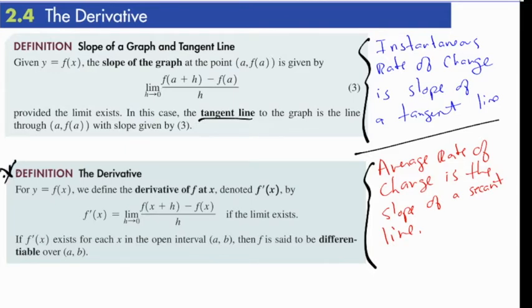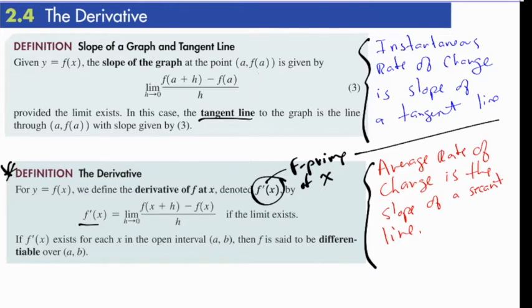The second definition on this page says for y equals f of x, we define the derivative of f at x, and we denote it as f with this mark we call prime. So we call this f prime of x. F prime of x is equal to the limit of f of x plus h minus f of x all over h as h approaches 0 if the limit exists.